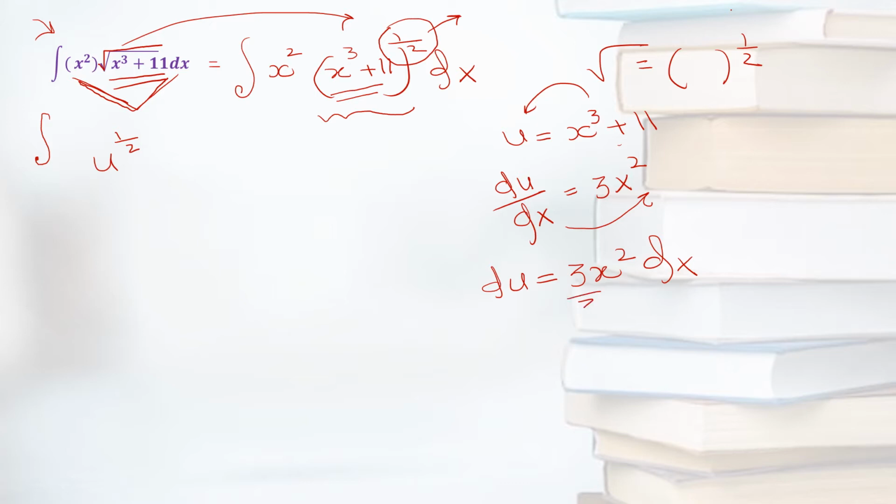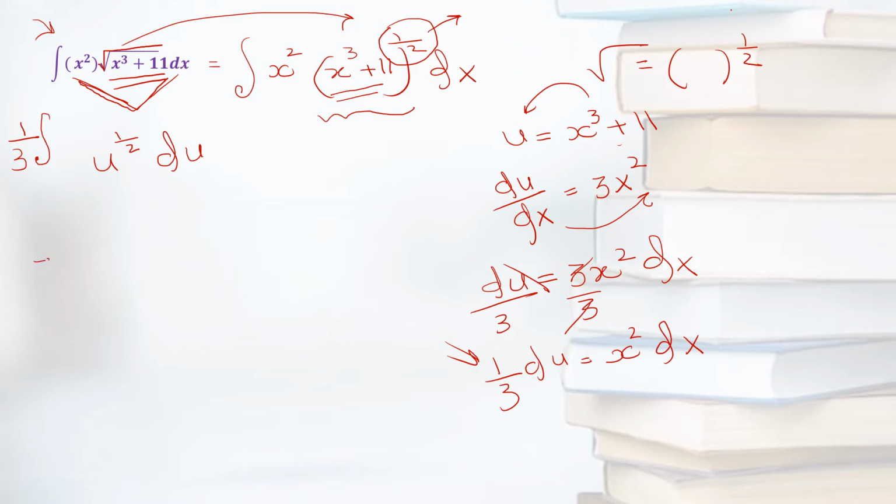So divide both sides by 3. You can write du by 3, or 1 over 3 du, equals x squared dx, as the 3 and 3 cancel out. Now in place of x squared dx, you can write 1 over 3 du. Always write the constant at the beginning, before the integral sign, and always write the du at the end.